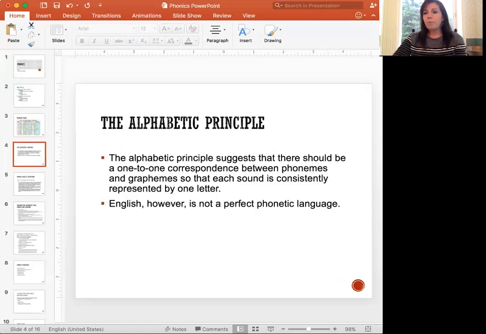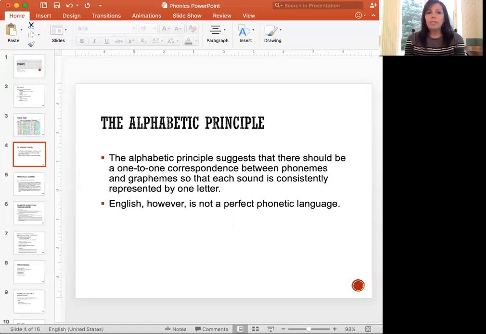The alphabetic principle, simply put, is the idea that letters and letter patterns represent the sounds of spoken language. Learning that there's a predictable relationship between sounds and letters allows students to apply these relationships to both familiar and unfamiliar words, and they begin to read with fluency.